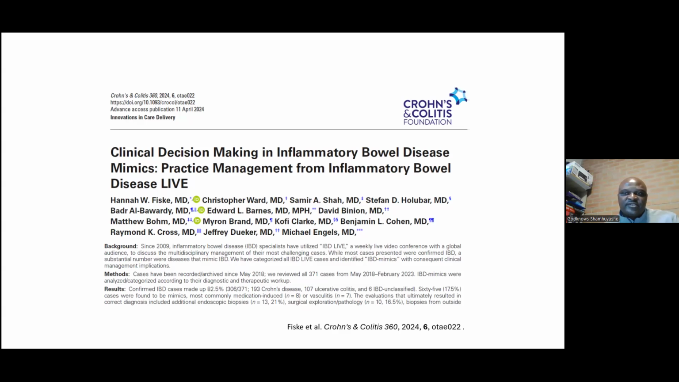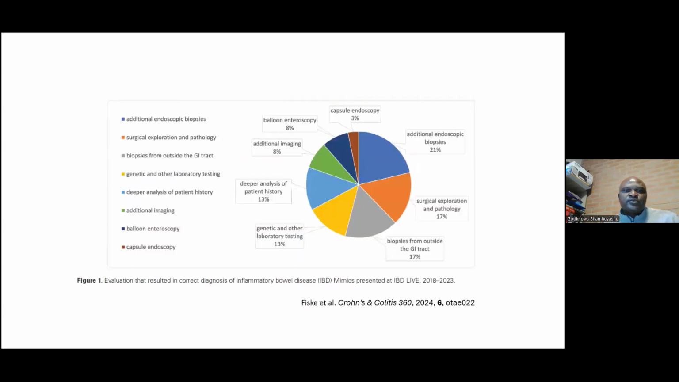The evaluation ultimately resulted in the correct diagnosis, including endoscopic biopsies, surgical exploration and pathology, and biopsies from extra-intestinal sites to confirm the diagnosis. This is the same article.